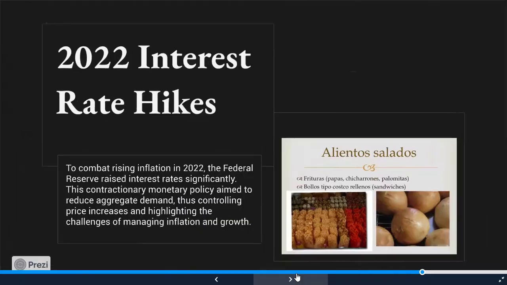Now we'll be talking about the third example, the 2022 interest rate hikes. That was a policy introduced by the government in order to combat rising inflation in 2022. The Federal Reserve raised interest rates significantly, thus controlling price increases and highlighting the challenges of managing inflation and growth. This contractionary monetary policy aimed to reduce the aggregate demand in order to combat inflation. However, the side effect is an increase in unemployment.